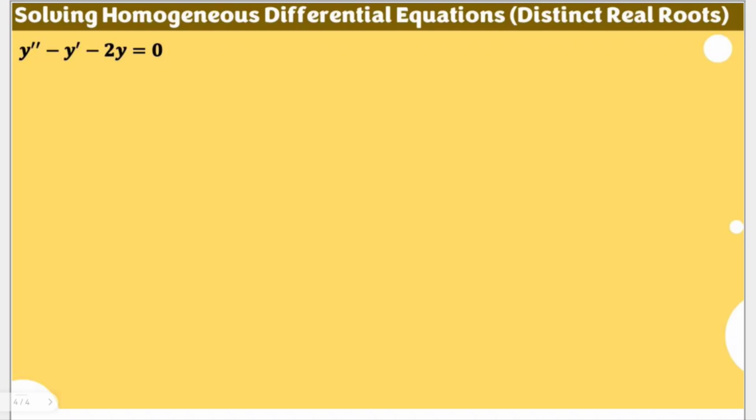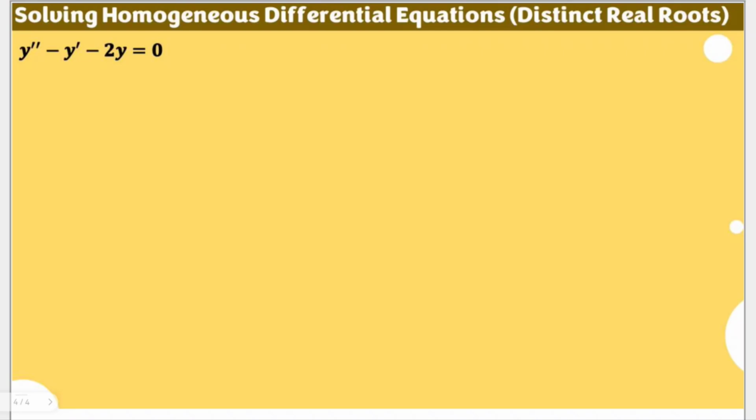After learning to write homogeneous differential equations in terms of an equation with a differential operator and then transforming it into an auxiliary equation, we now need to solve them using the auxiliary equation. But this time, the roots are already identified as distinct because there are four different cases. The first one is if the roots are real and different from one another. That's the purpose of this video.